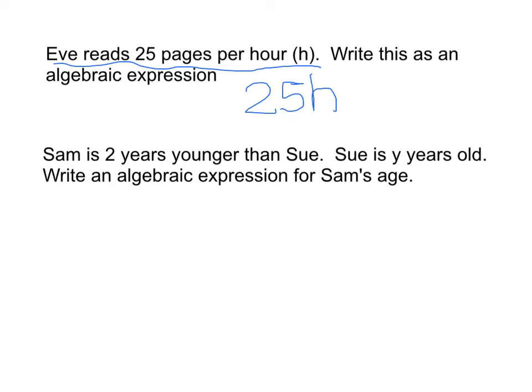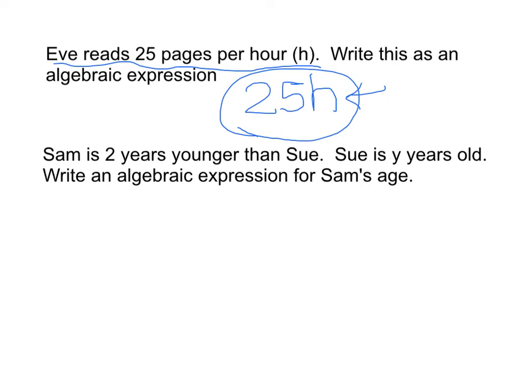And this should make sense. If she reads for 1 hour, she would read 25 pages. If she reads for 3 hours, she should read 25 times 3. That would be 75 pages. So this would be our algebraic expression to represent how many pages she would read. And notice that h can change. It's a variable depending on how long she read.